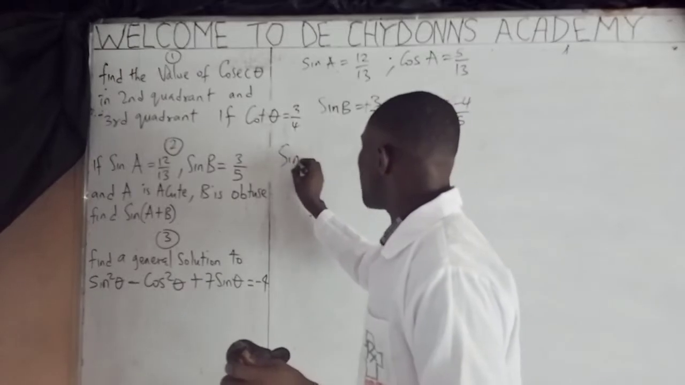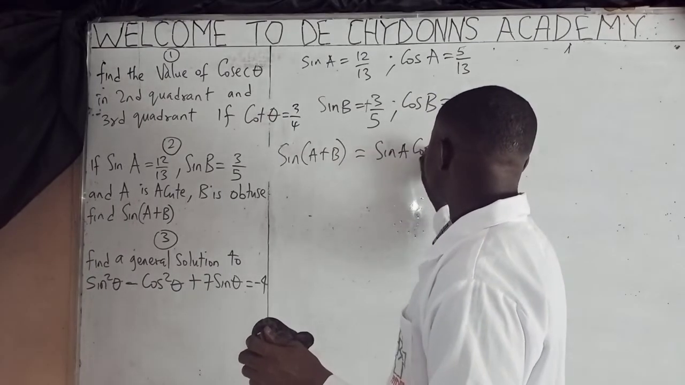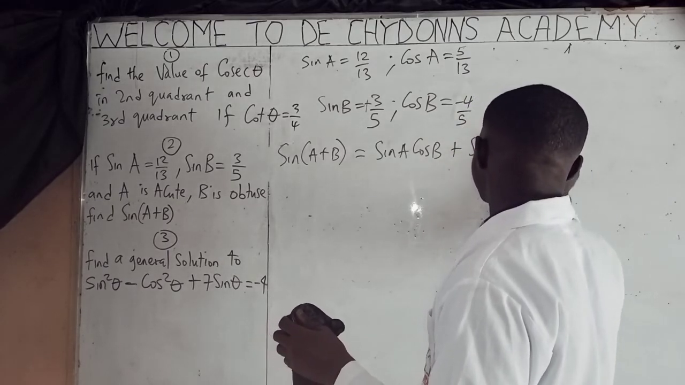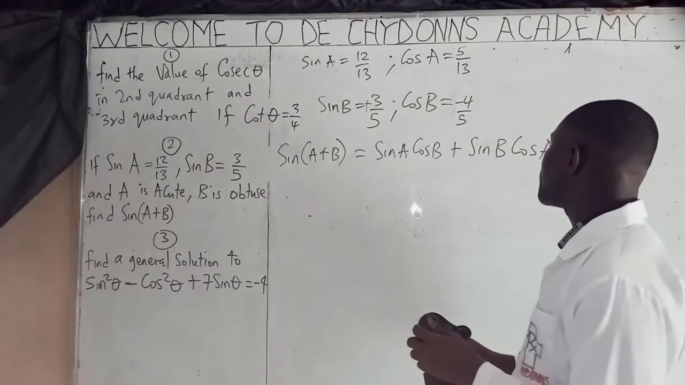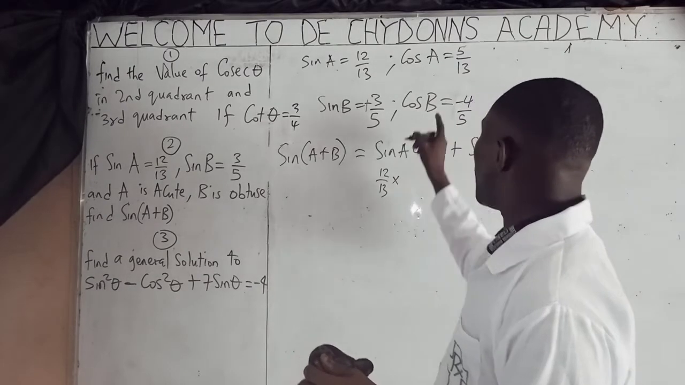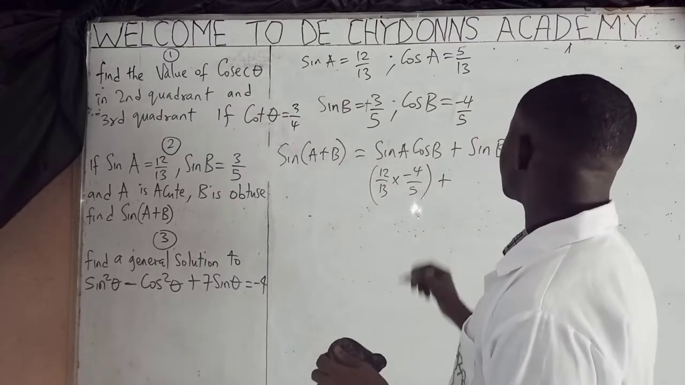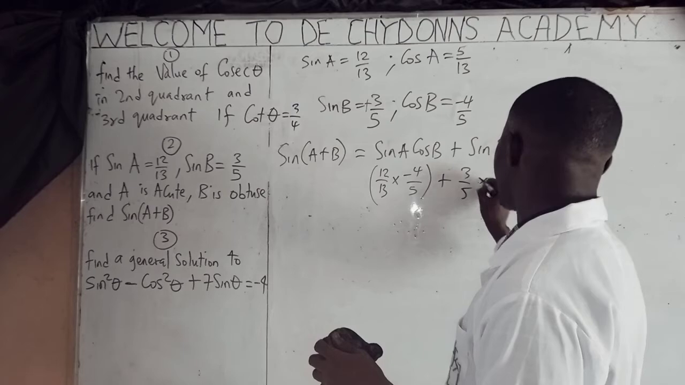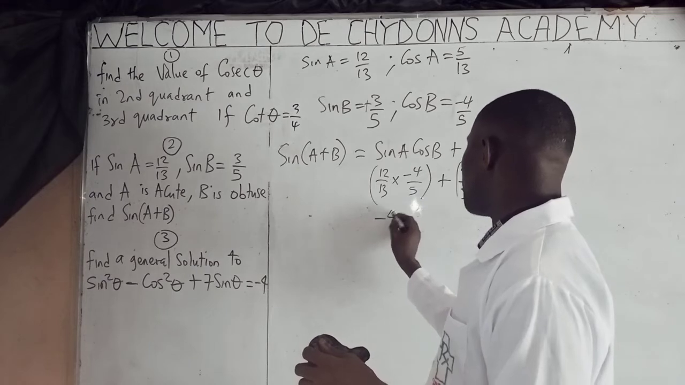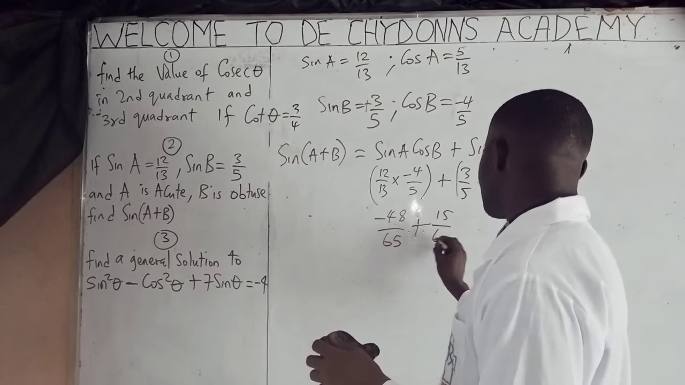Now, sine A plus B, you must know the meaning of sine A plus B. It means sine A cos B plus sine B cos A. What is your sine A? 12 over 13 times. What is your cos B? Minus 4 over 5 plus. What is your sine B? 3 over 5 times. What is your cos A? 5 over 13. This will be giving you minus 48 all over 65 plus 15 all over 65.